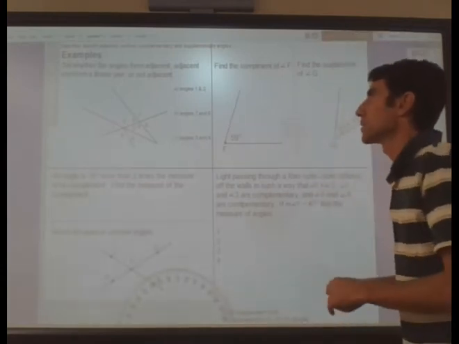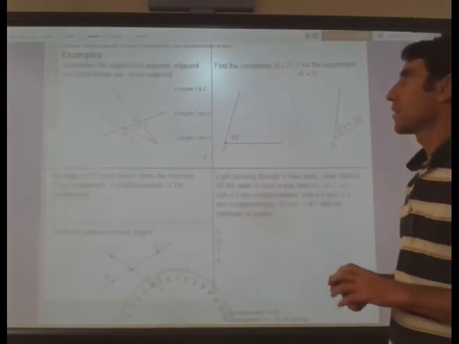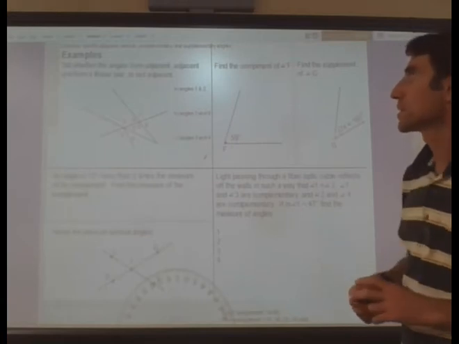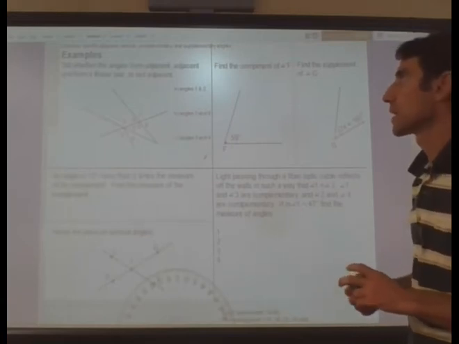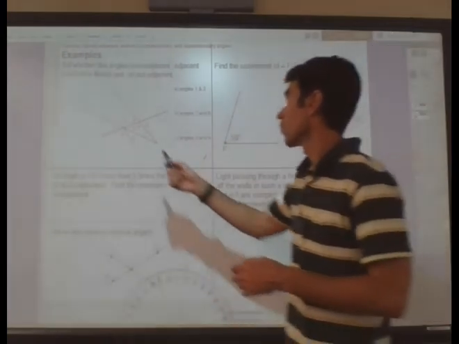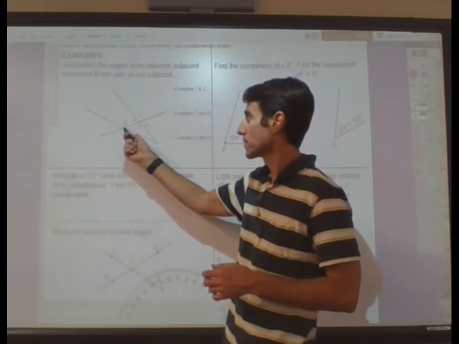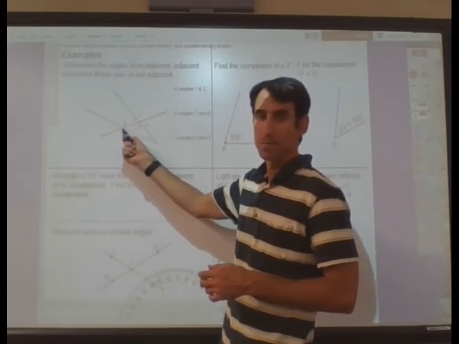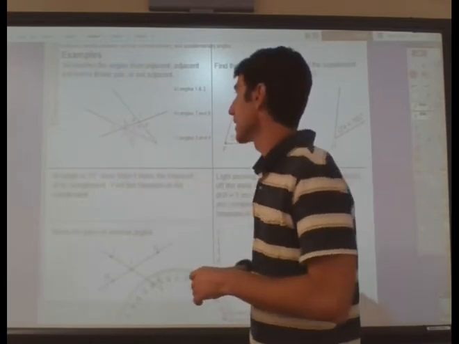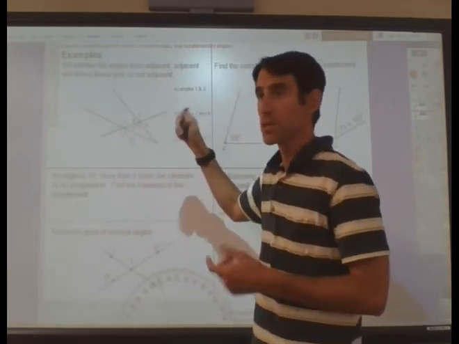All right, so tell whether the angles form adjacent, and form a linear pair, or just not adjacent. Okay, angles 1 and 2. Well, they're adjacent because they share a common vertex right here, and they are on a line, so angles 1 and 2 form a linear pair.